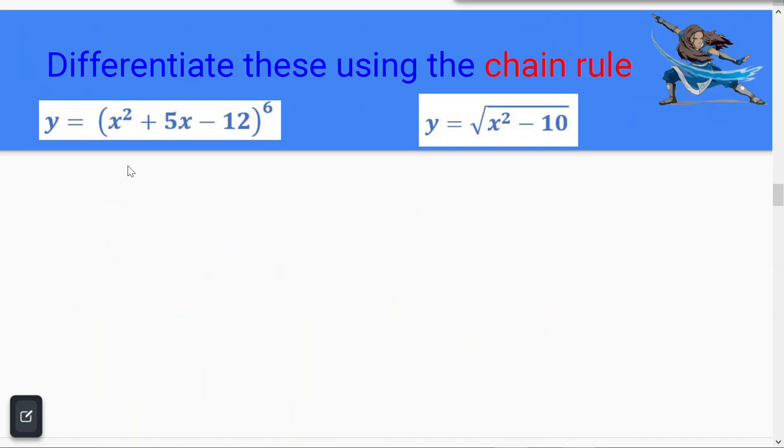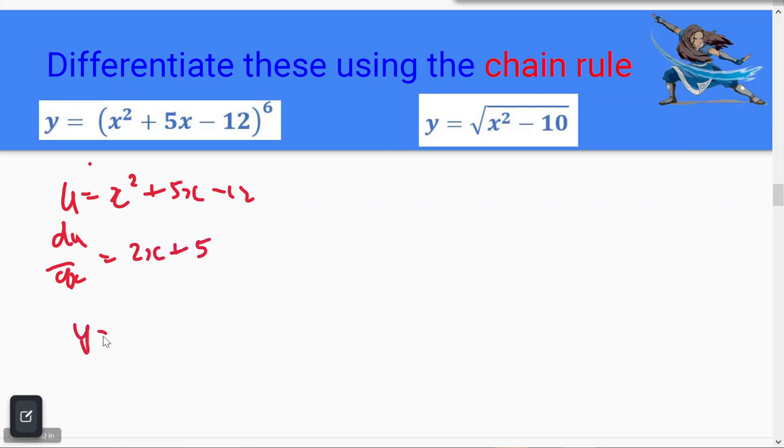What might that look like over here? I'm going to make u equal to x squared plus 5x minus 12. Therefore, du dx will equal 2x plus 5, and y is going to equal u to the power of 6. So dy du will equal 6u to the power of 5.